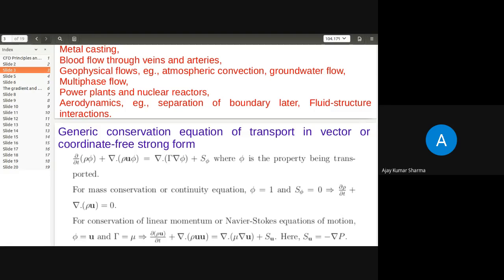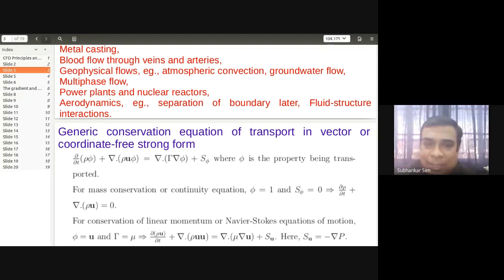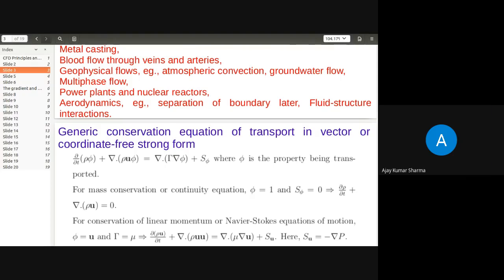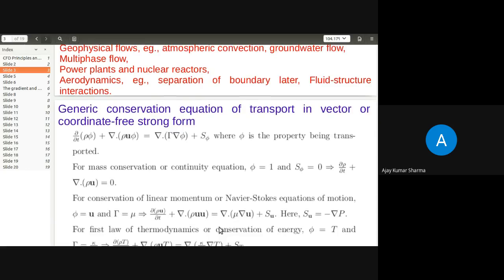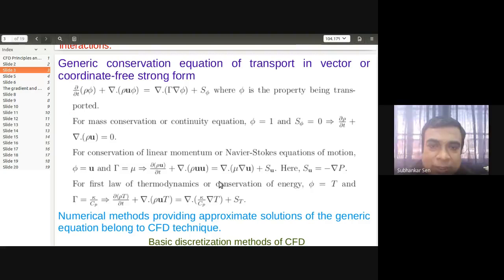Yes, sir. We are only able to see the first slide. Actually, I am explaining this equation. Okay, I am on the first slide only. Very quickly we shall move to the remaining part.